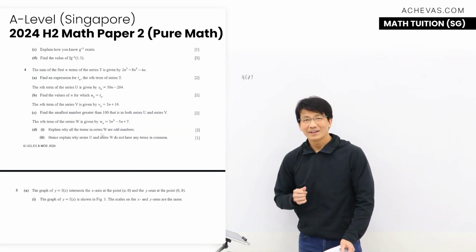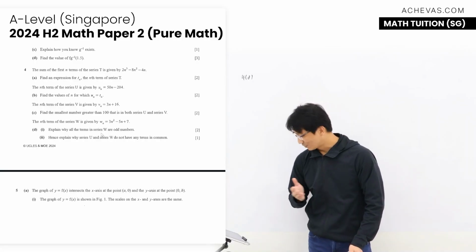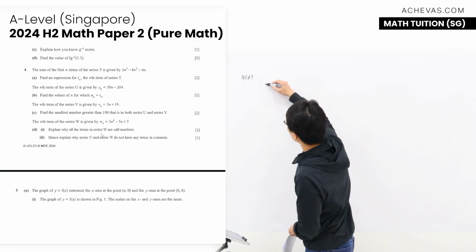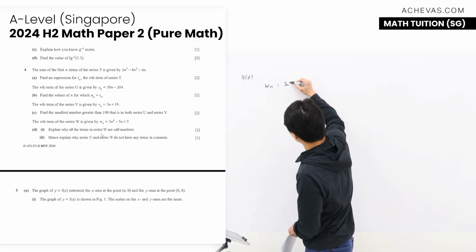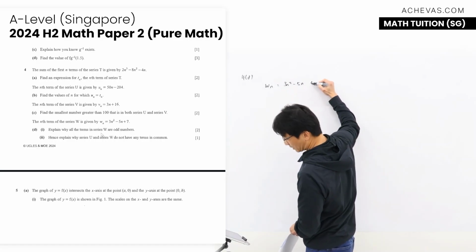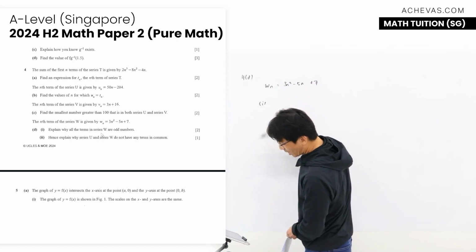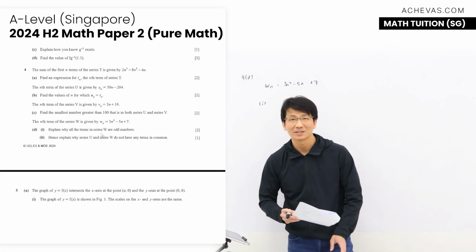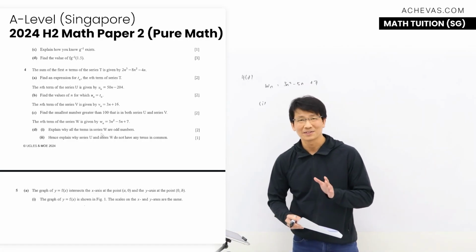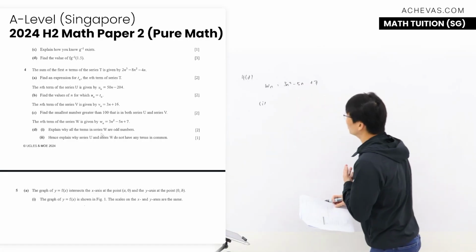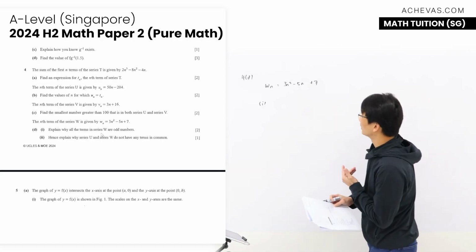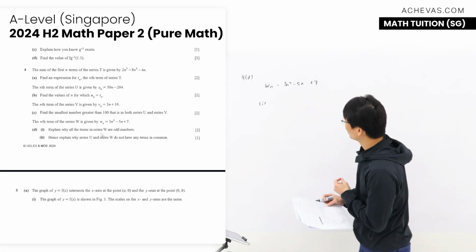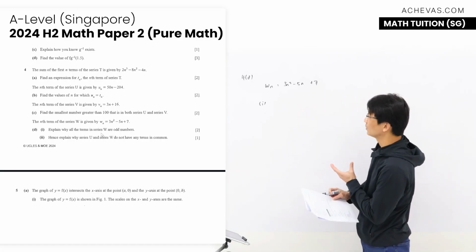Now let's look at part D of question number 4. We have here a series W given by Wn equal to 3n squared minus 5n plus 7. And part 1 of the question, explain why all the terms in this series are odd numbers. This is not a very standard kind of question. In order to show that it's always an odd number, we have to use some kind of deduction method, and we have to consider different cases for different values of n.